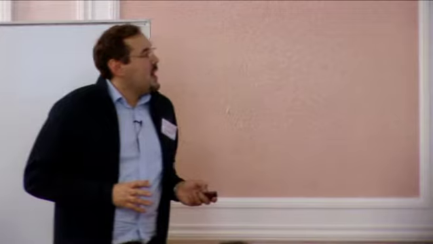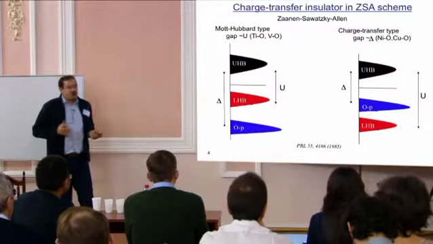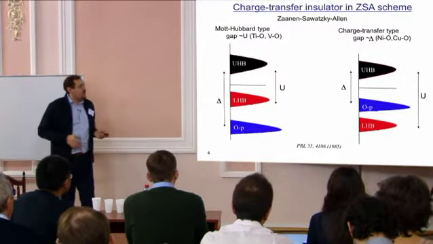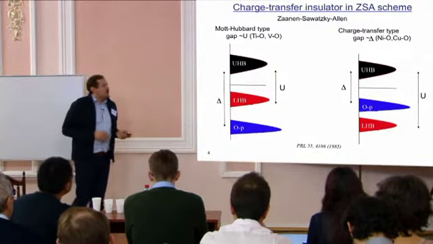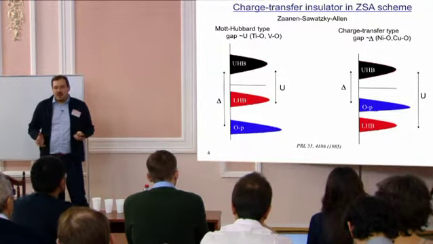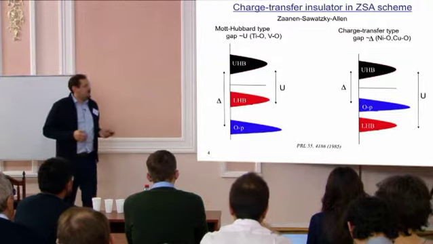Another physical aspect I want to draw your attention to is the so-called charge transfer insulators. Most systems with strong correlations are oxide systems of transition metals, 3D metals. Historically they were the first to be investigated, and they form a wide group of compounds, very interesting and important for applications and future development of materials.